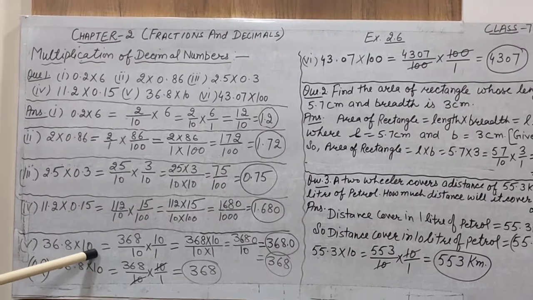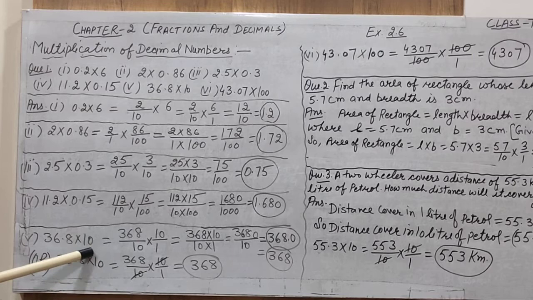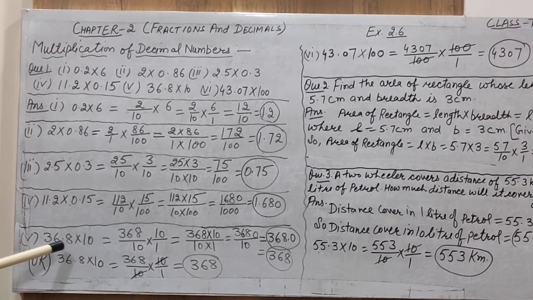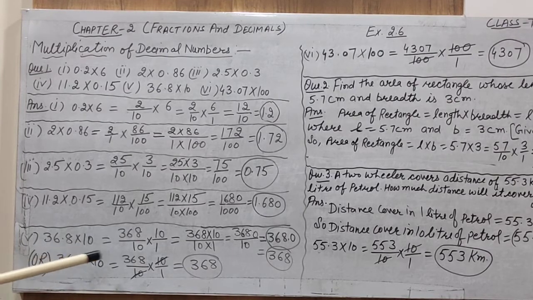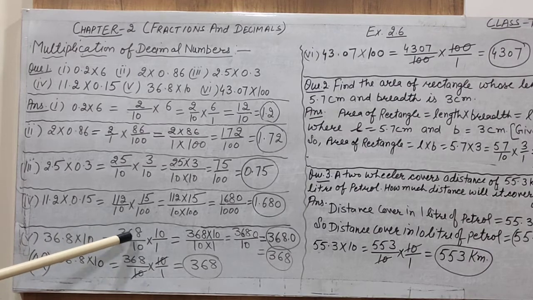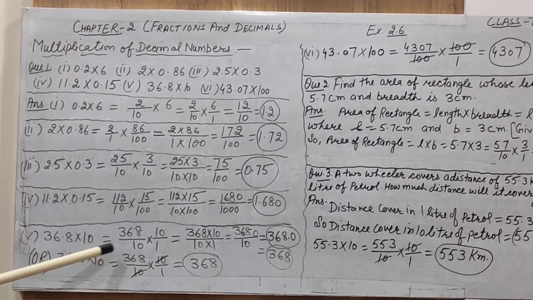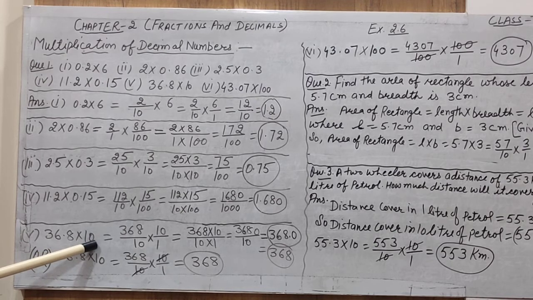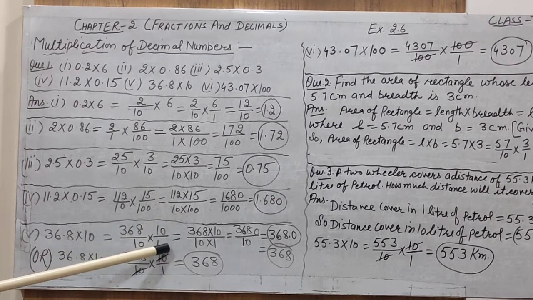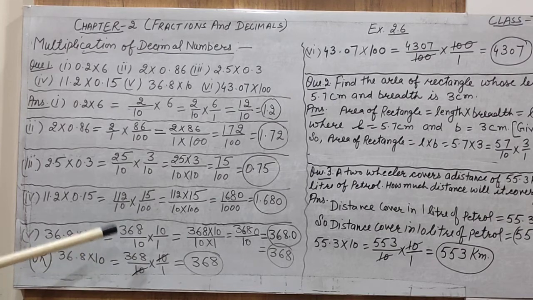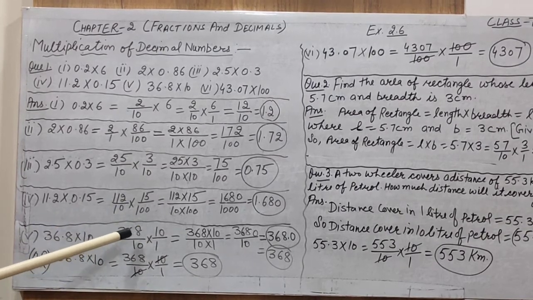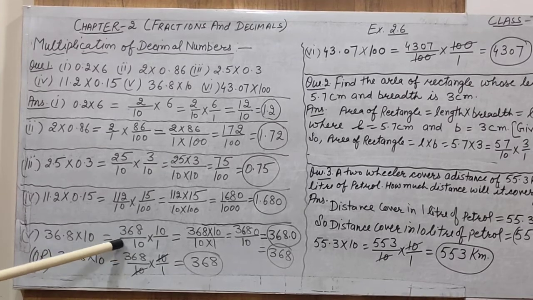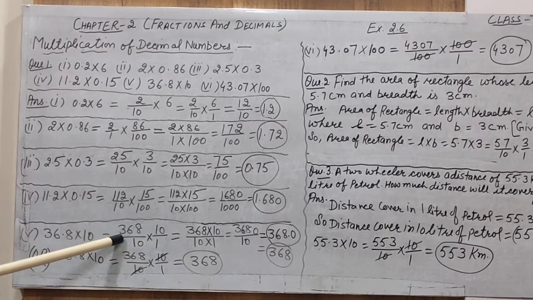36.8 multiplied with 10. Alright, now first process you have to change both the numbers into fractional form. So we get 368 divided by 10, because after decimal there is only one digit. That's why in the denominator we have 10, and multiplied with 10. 10 must be changed into fractional form by 10 by 1, as 10 is also a whole number. Now here we have two methods to solve this question. Let us see first method.